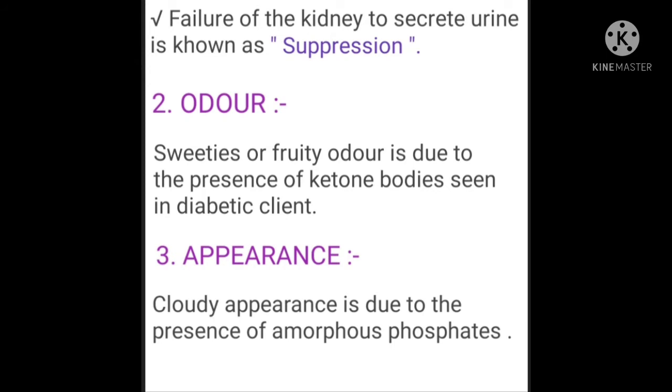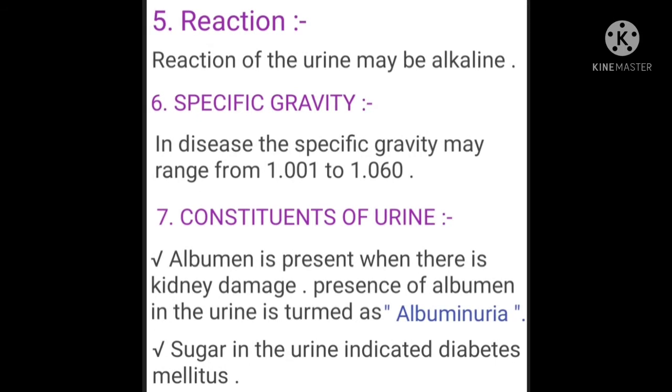Next, odor. Sweetish or fruity odor is due to the presence of ketone bodies, seen in diabetic clients. Next, appearance. We all know that the normal urine appearance is clear. So here the urine appearance is cloudy. Next, reaction. The reaction of the urine may be alkaline. Specific gravity. In disease, the specific gravity may range from 1.001 to 1.060. Constituents of urine. Albumin is present when there is kidney damage.